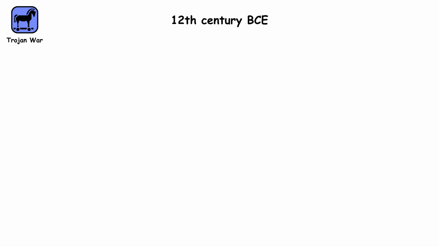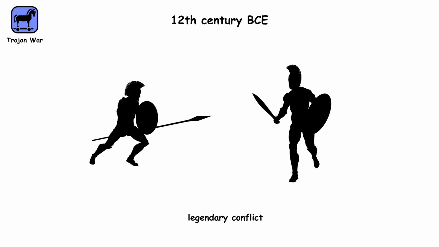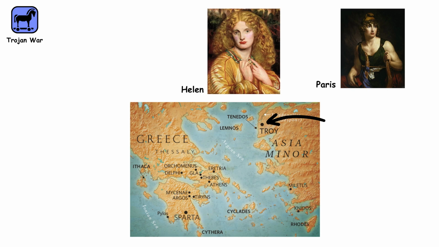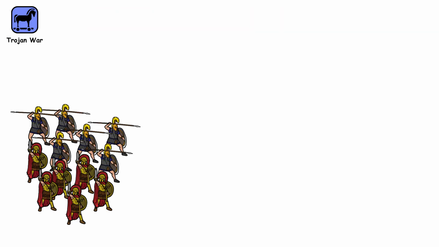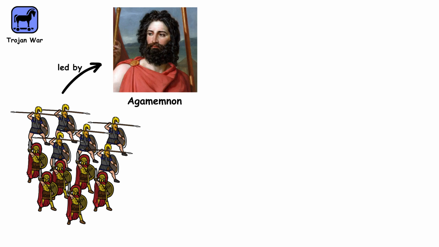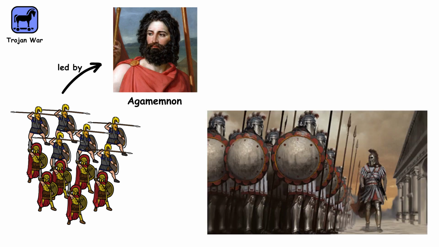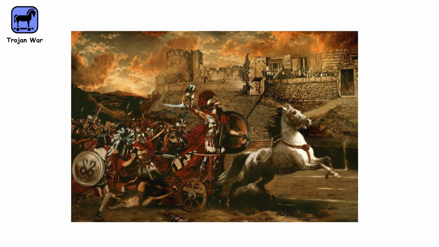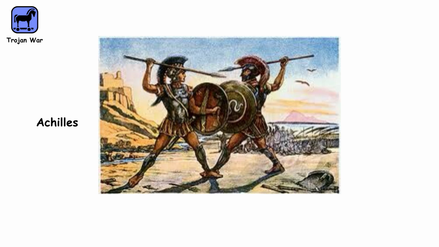Trojan War, 12th century BCE. The Trojan War, a legendary conflict from Greek mythology, began when Paris of Troy abducted Helen, the wife of Spartan king Menelaus. In response, the Greeks, led by Agamemnon, launched a massive expedition to retrieve her, besieging Troy for 10 years. The war saw epic battles, including the duel between Achilles and Hector, which ended with Hector's death.